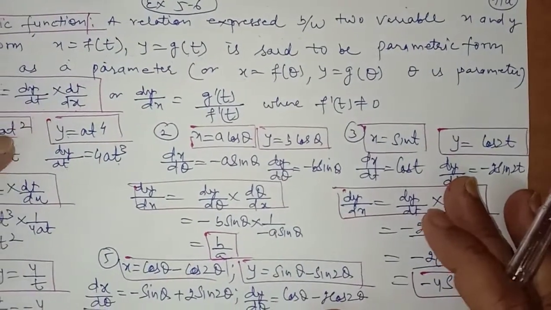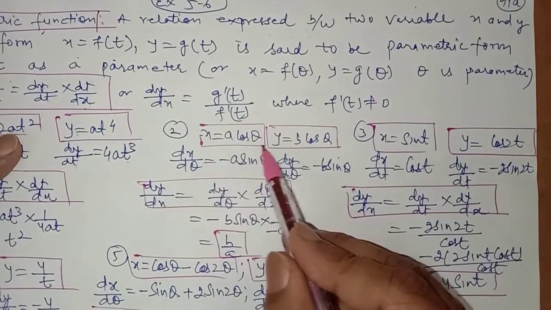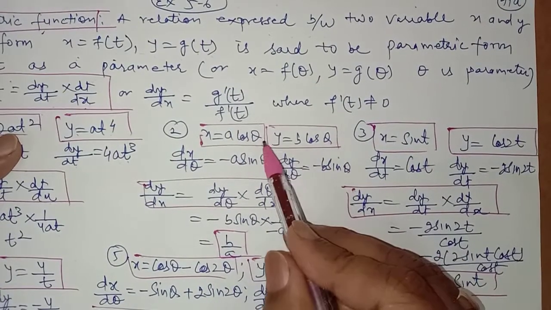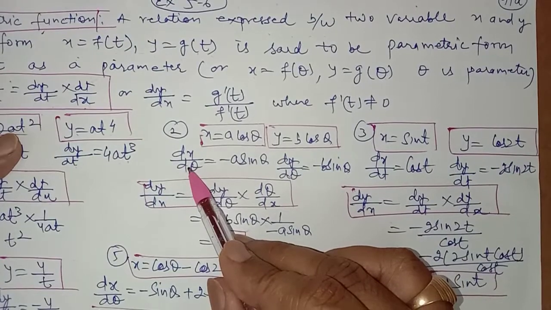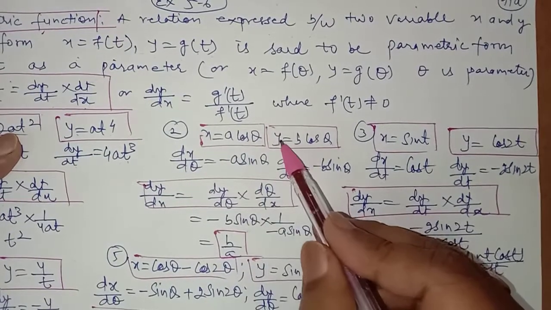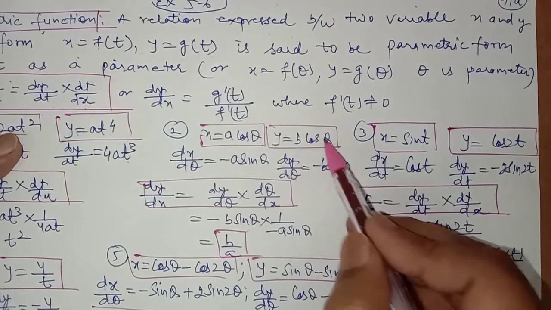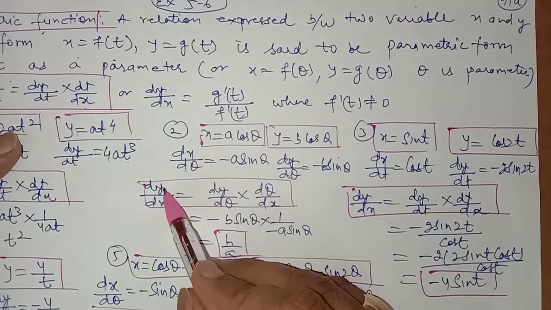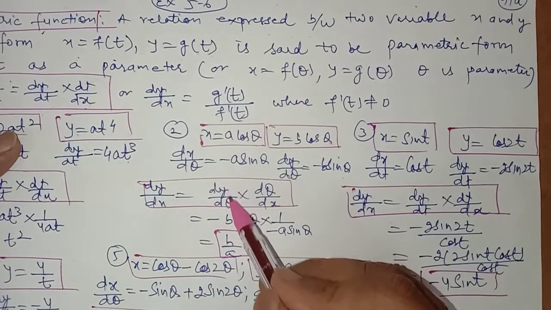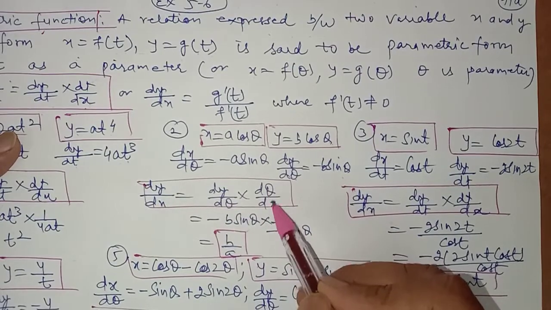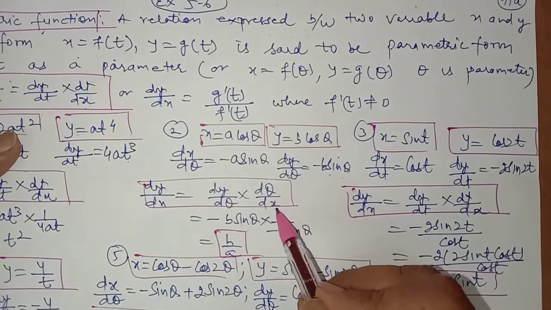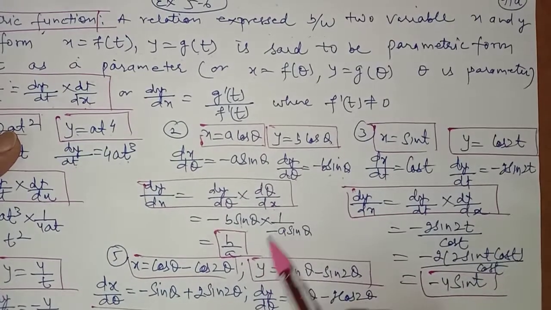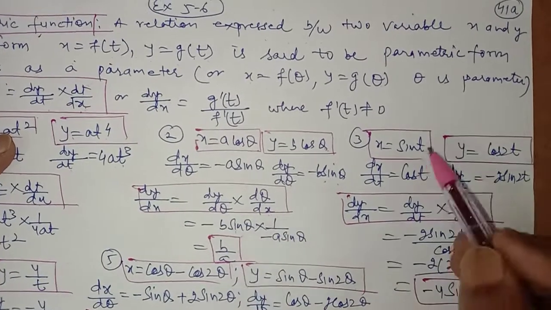Similarly, in question number 2, we have x and y both expressed in the parameter theta, the third variable. So dx upon d theta here is minus a sine theta, dy upon d theta here is minus b sine theta, and by the chain rule dy upon dx will be equal to dy upon d theta multiplied by d theta upon dx. So dy upon d theta is this, and d theta upon dx is the reciprocal of this, and simplifying we are getting b upon a.